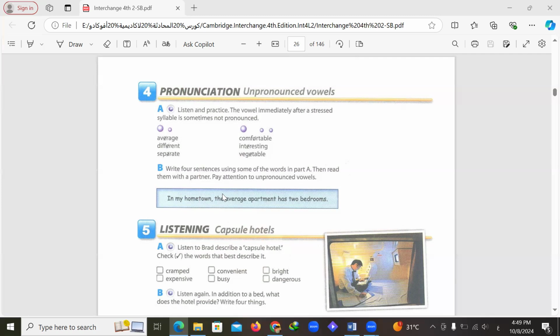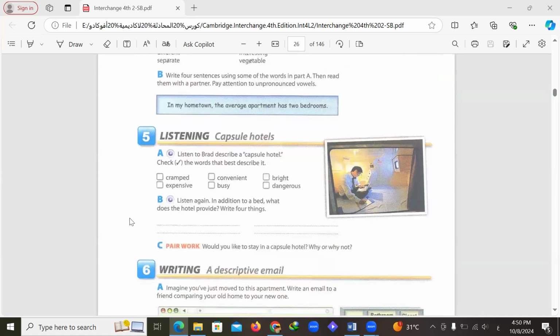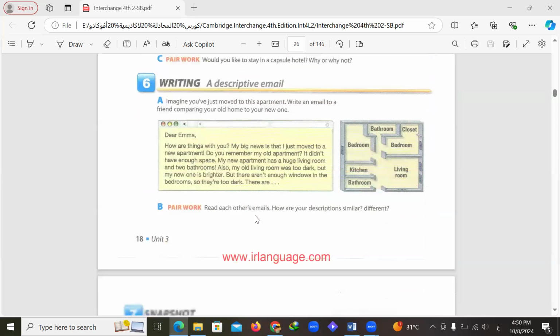You note, comfortable, okay, interesting, vegetables. The vowel here is too short to feel that there's a vowel in this word. You can listen to a native speaker. It will be more effective than this by listening. And also this is a listening part. You practice it at home.